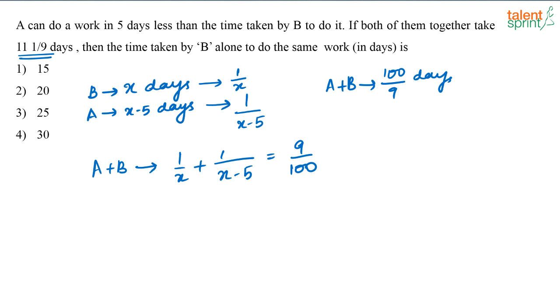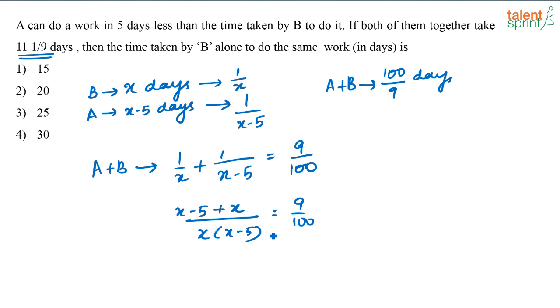So ideally you should be solving this equation here. You will actually get a quadratic equation, right? If you take the LCM, in the denominator you will have X into X minus 5, then on the numerator you will have X minus 5 plus X is equal to 9 by 100. So anyway you take it to this side, there is going to be a quadratic equation, you have to solve it. But in the examination, this is actually time consuming.